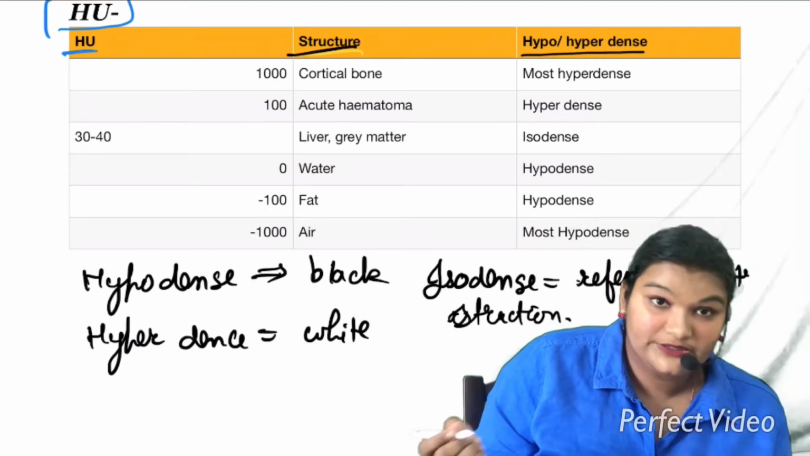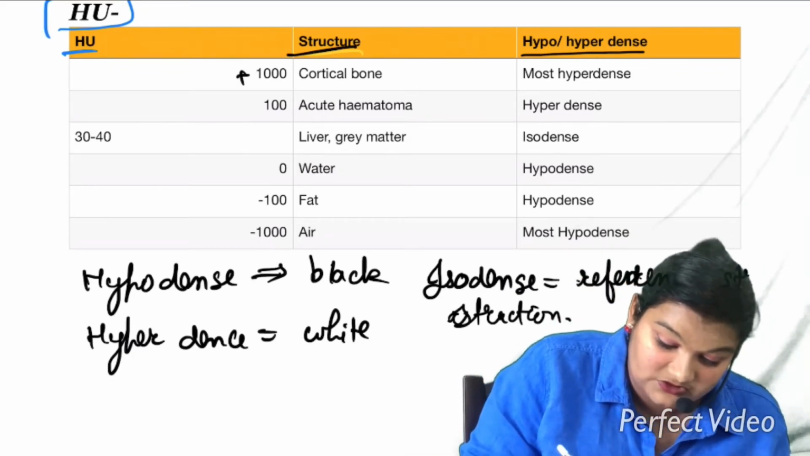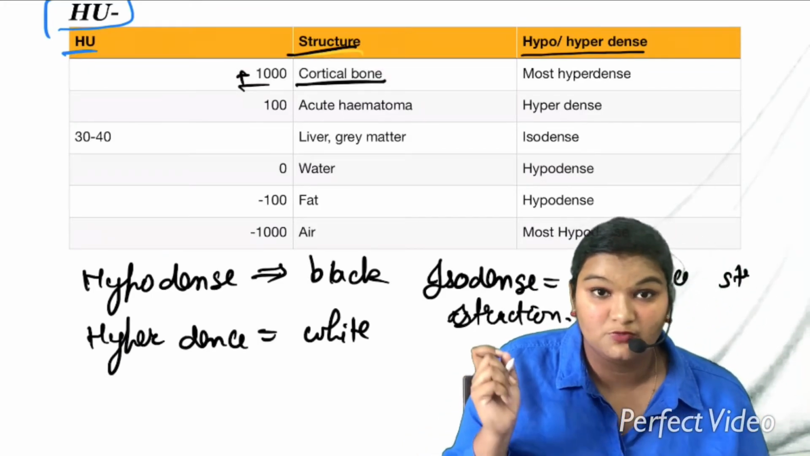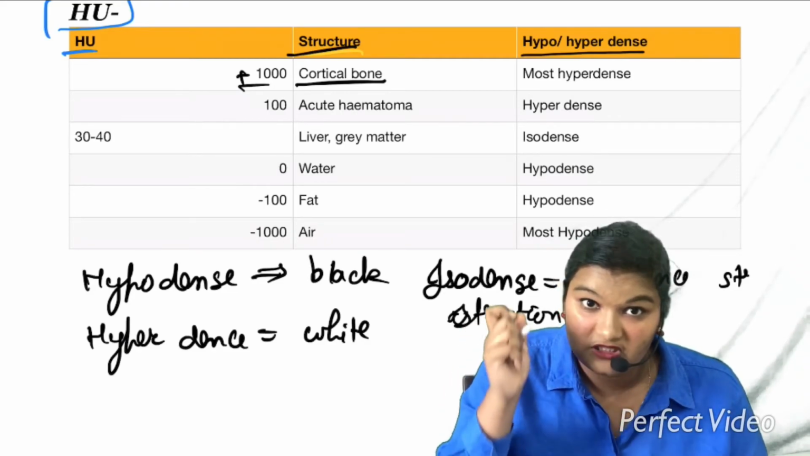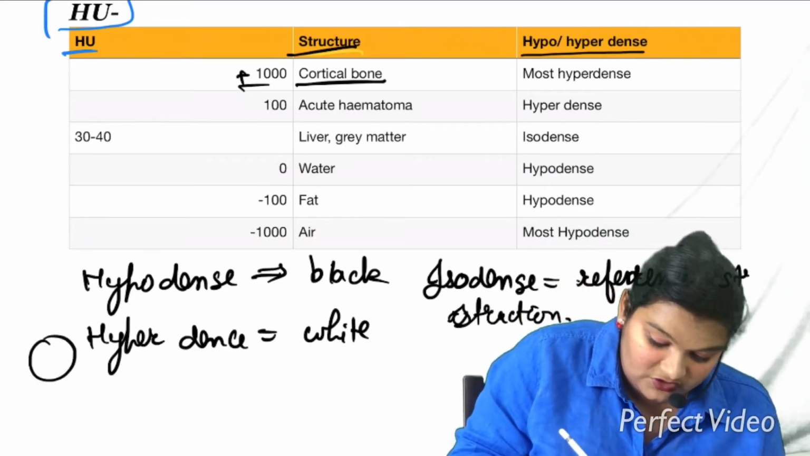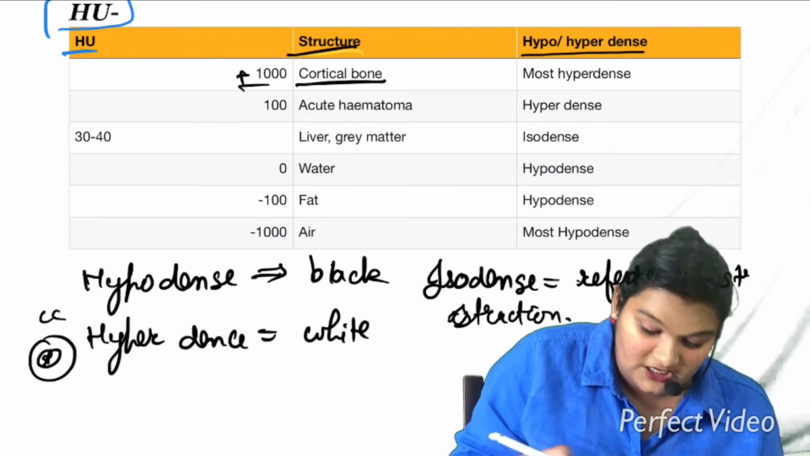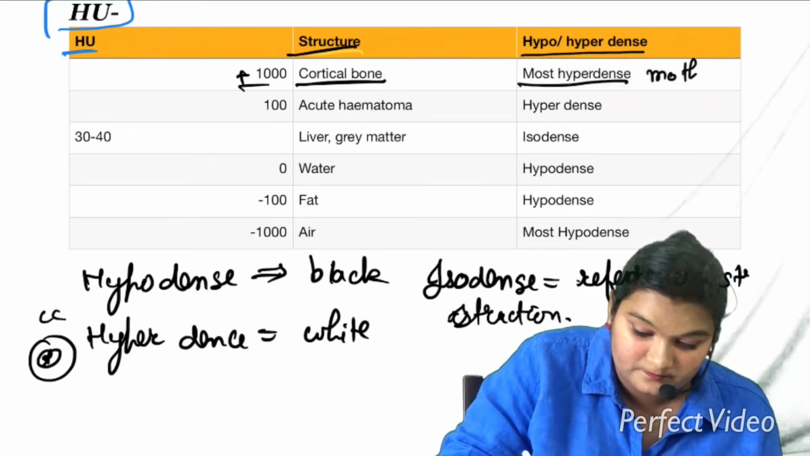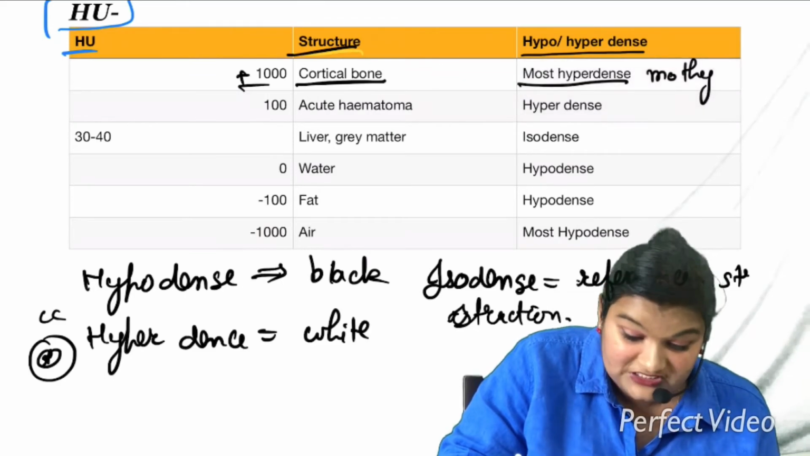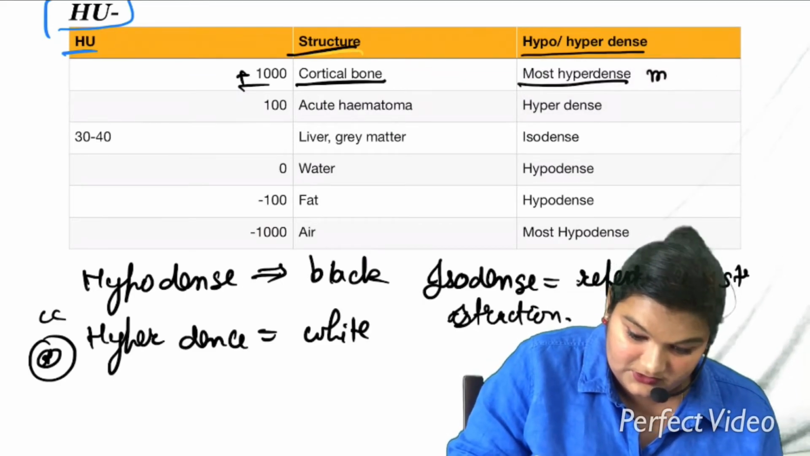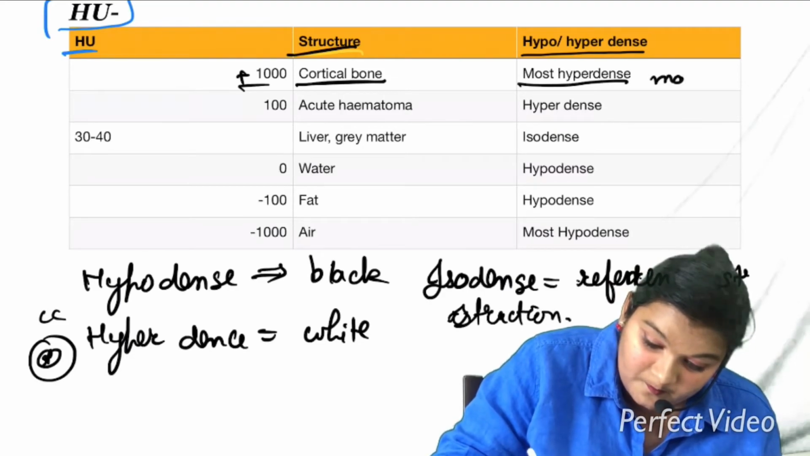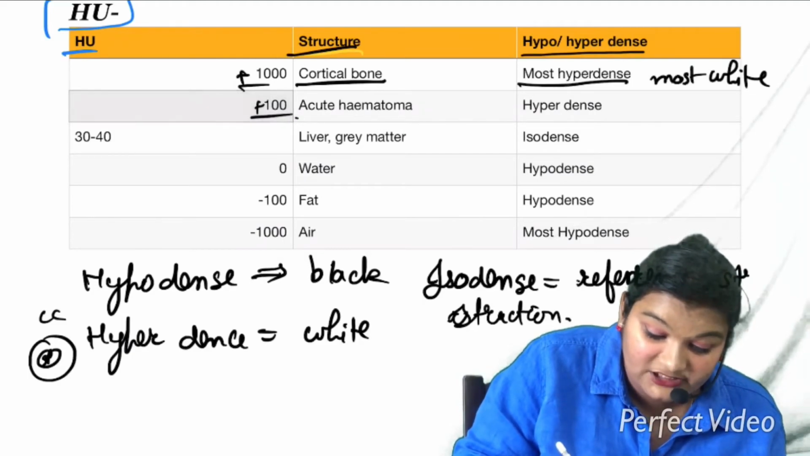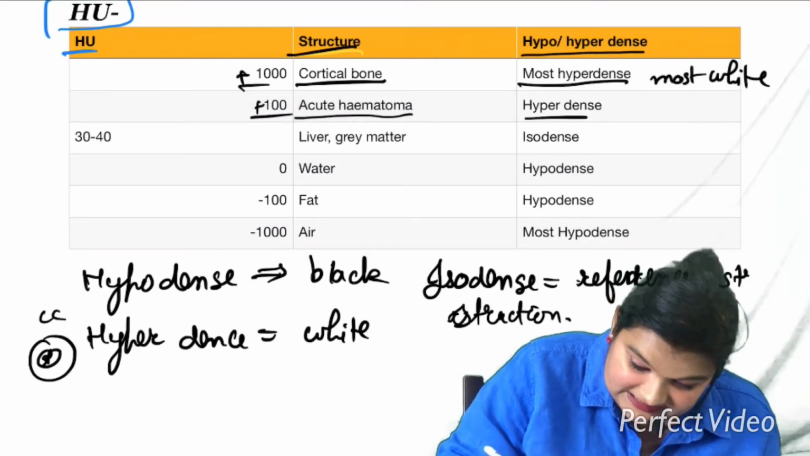So let us move towards the Hounsfield unit and the structure. The first one you have is plus 1000 and it is shown by the cortical bone. Okay, not the spongy bone or the calcareous bone in the center. It is shown by the cortical bone outside. Suppose this is a section of bone, so this is the cortical bone and then we have the spongy bone, right? The cortical bone is the most hyperdense, that is, the most white. Okay, then we have plus 100, and it is a value shown by acute hematoma and it is a hyperdense structure.